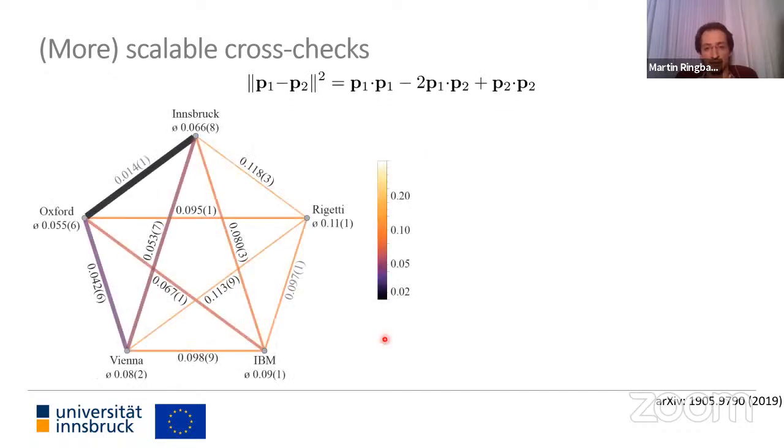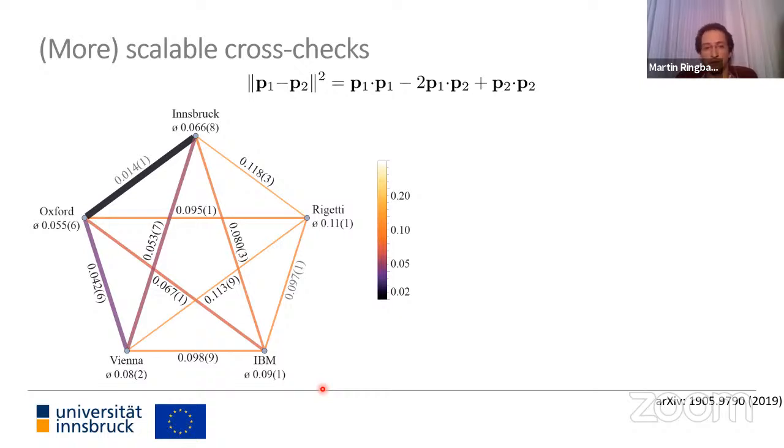All right, so now just quickly looking at experimental data. We've done comparisons between 5 devices and you always get pairwise comparisons estimating this squared L2 norm. And you see here with the color coding, the darker lines indicate better agreement, the lighter lines indicate worse agreement. So you get a feeling which devices perform better here.